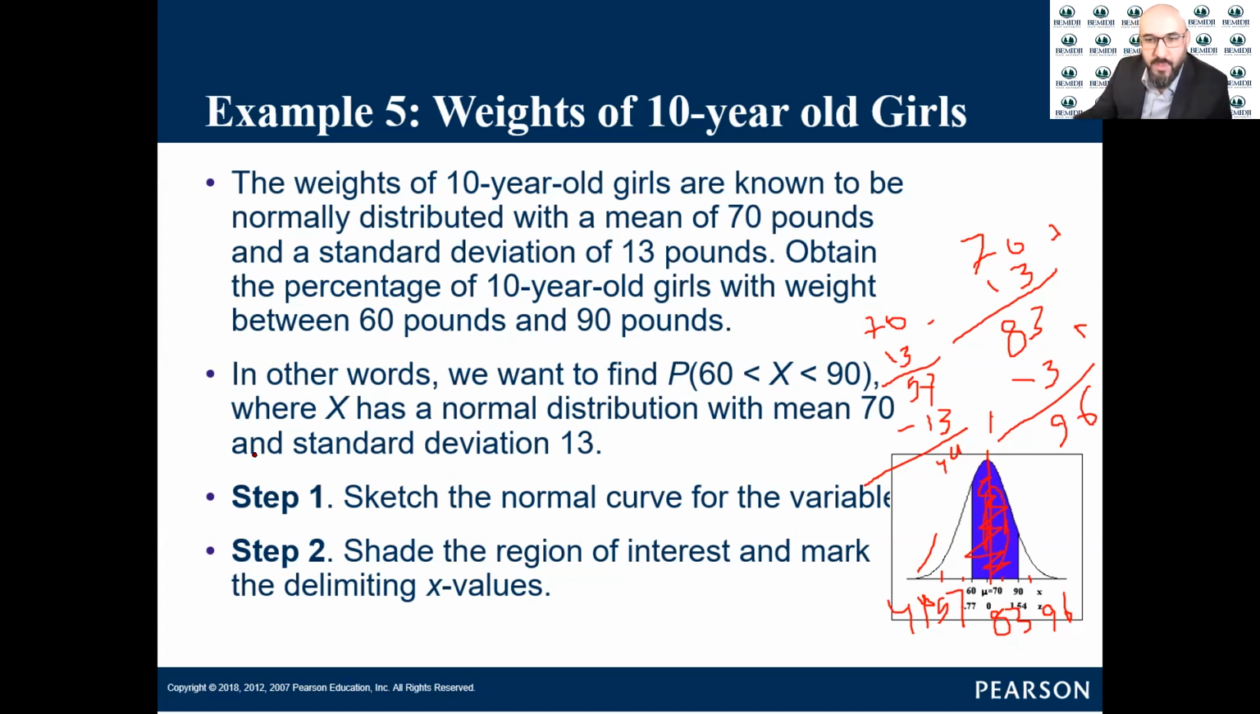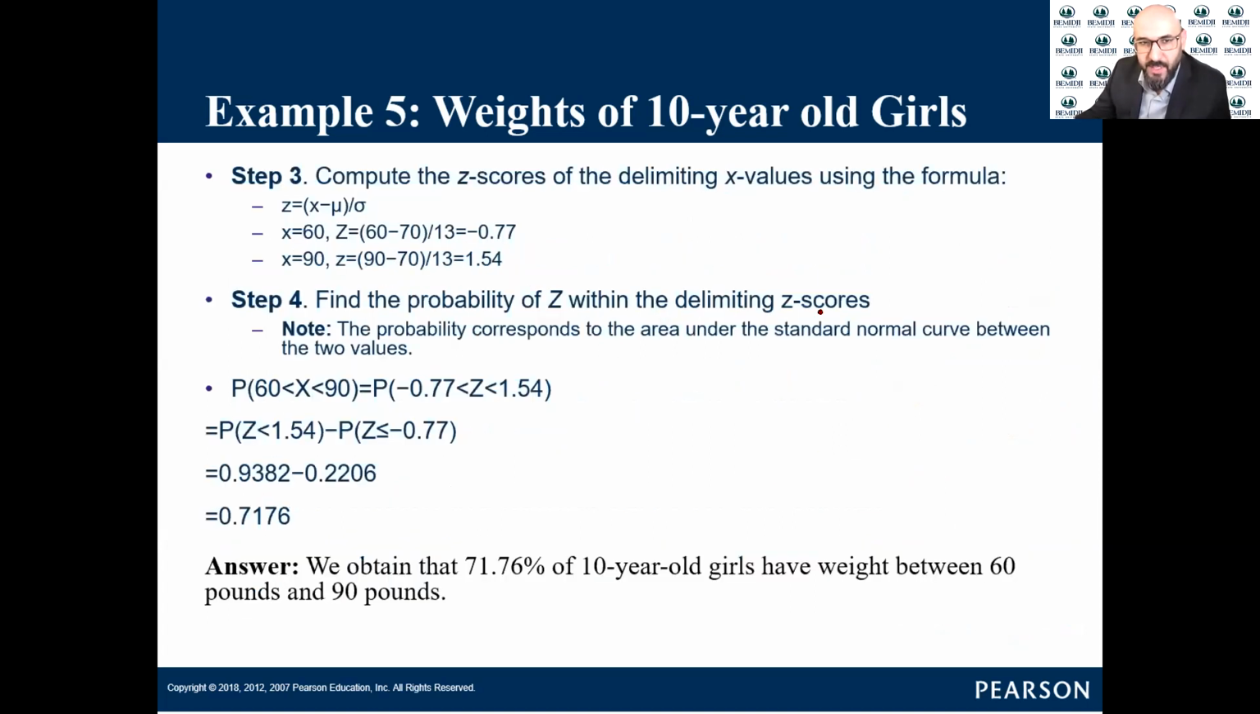The first thing you want to do is find the z-score for both of the values. The z-score for the 60 would be 60 minus 70. Again, we're using this equation: z equals x minus x bar, which is the average of x, divided by the standard deviation, sigma. So 60 minus 70 divided by 13 would be negative 0.77. And 90 minus 70 divided by 13 would be 1.54.